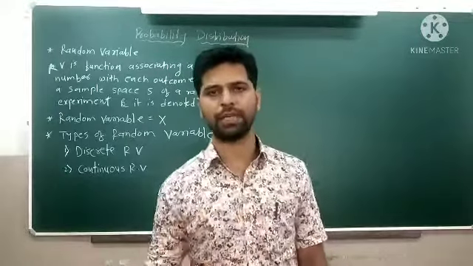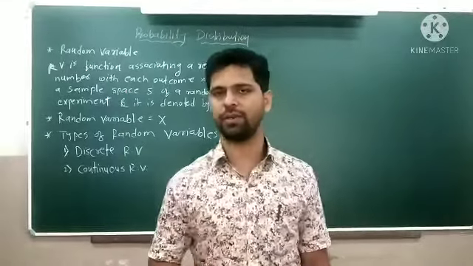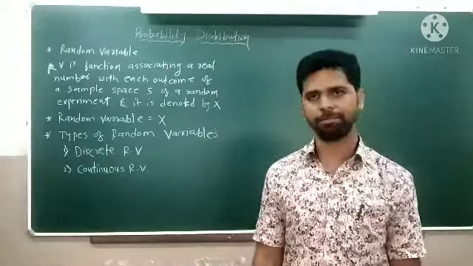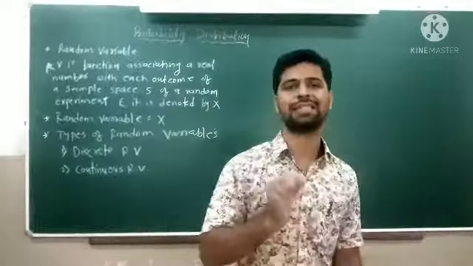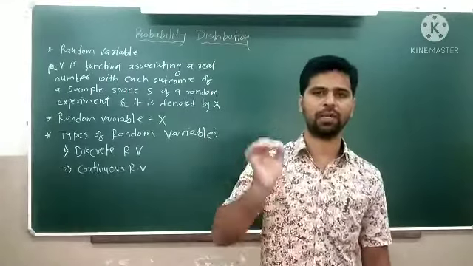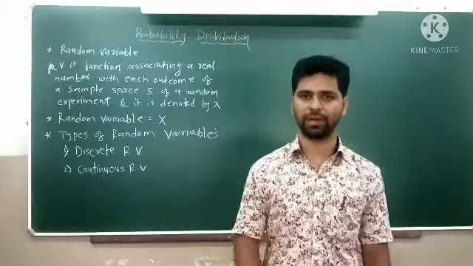We will take one more example: the number of students in a class. They are finite, so it is a discrete random variable. Number 2 is the continuous random variable. What is a continuous random variable? It is a random variable in which the number of elements is infinite or uncountable.